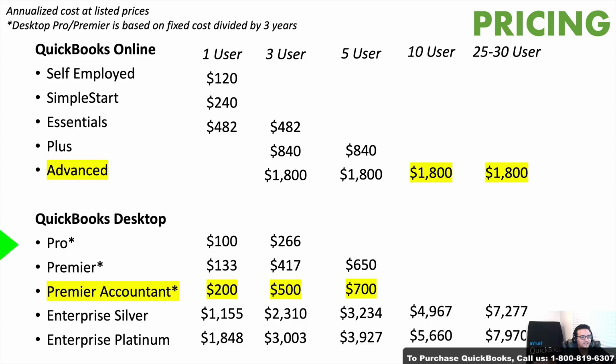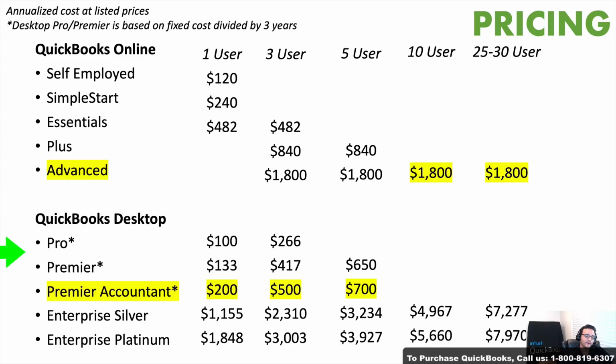Now, in the QuickBooks Desktop world, QuickBooks Desktop Pro will cost about $100 per year on the one user, and about $266 for a 3 user per year. Now, in the QuickBooks Desktop world, specifically Pro, Premier, and Accountant, you actually buy the software outright, but QuickBooks supports it for about 3 years. So what I've done is I've taken the outright price and divided it by 3 to give you an estimated annualized cost. But the retail price of Pro, Premier, and Accountant is actually 3 times what you see on the screen, but it will last you at least 3 years.